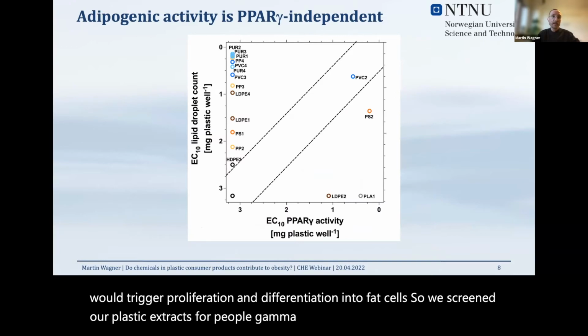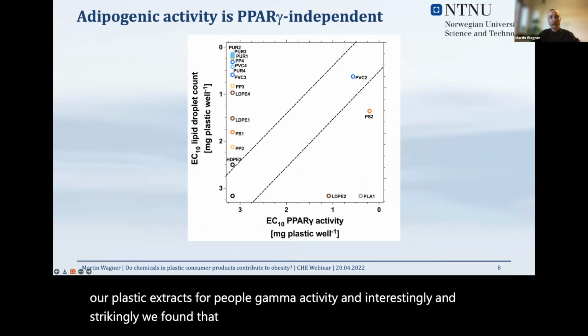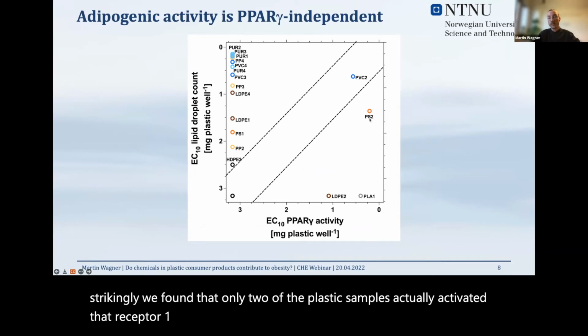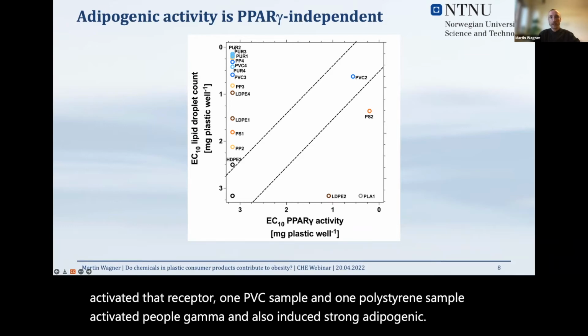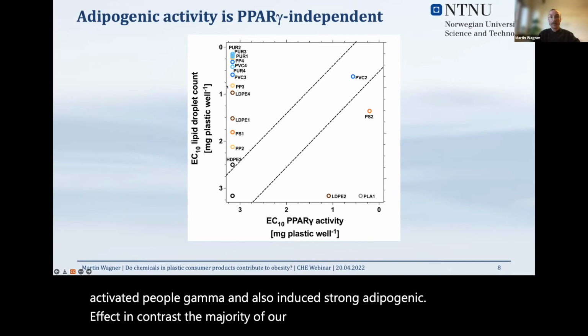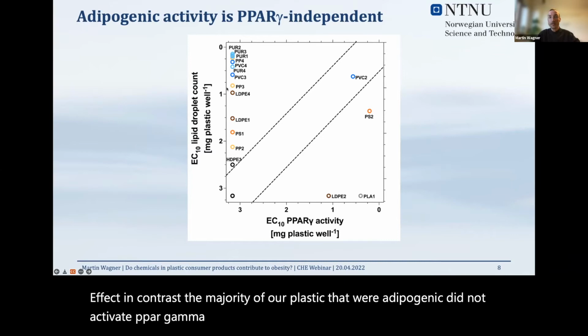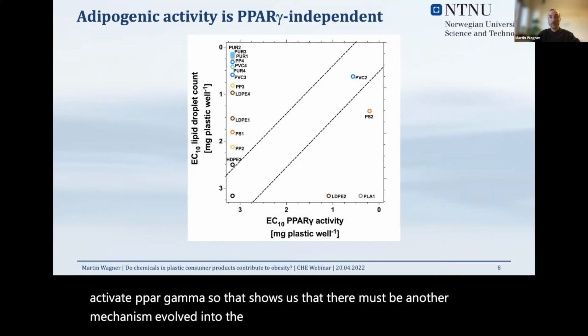And interestingly and strikingly, we found that only 2 of the plastic samples actually activated that receptor. 1 PVC sample and 1 polystyrene sample activated PPAR gamma and also induced a strong adipogenic effect. In contrast, the majority of our plastic samples that were adipogenic did not activate PPAR gamma. So that shows us that there must be another mechanism involved in the adipogenic effects that we observed.